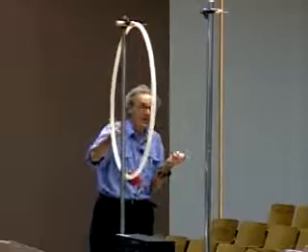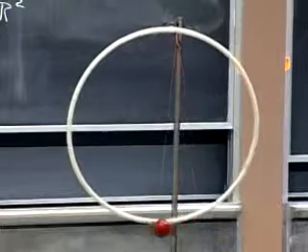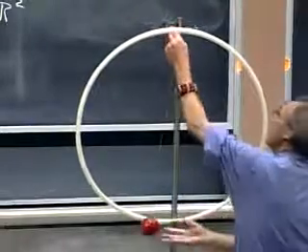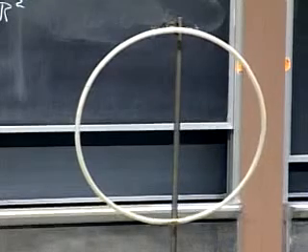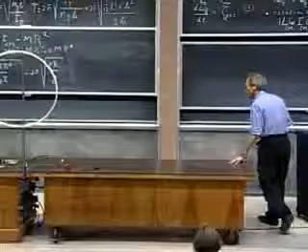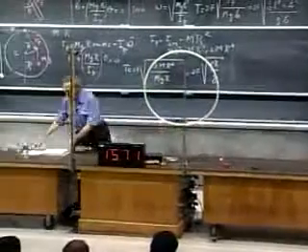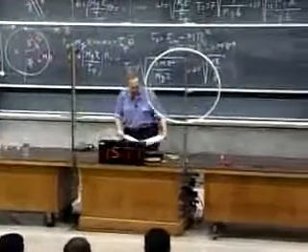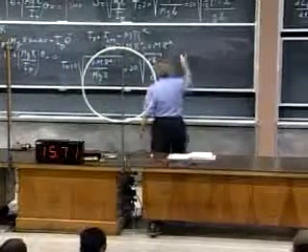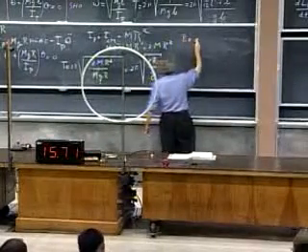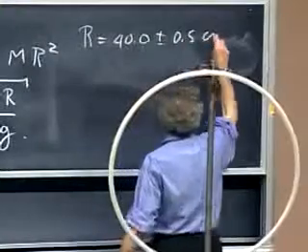So already you see that indeed that result makes sense, but now I want to go one step further. I want to do a quantitative measurement, because I know the radius of this hula hoop. The radius, I think, is 40 centimeters, and we know that to an accuracy of about half a centimeter. So R is 40.0 plus or minus 0.5 centimeters.